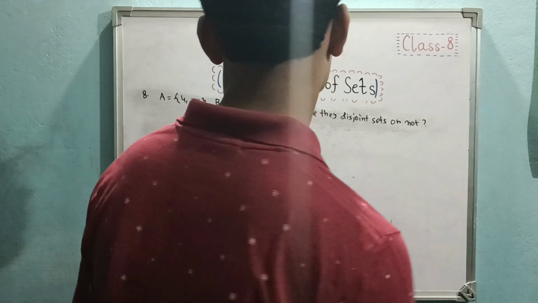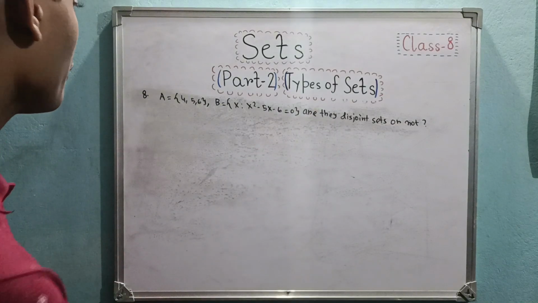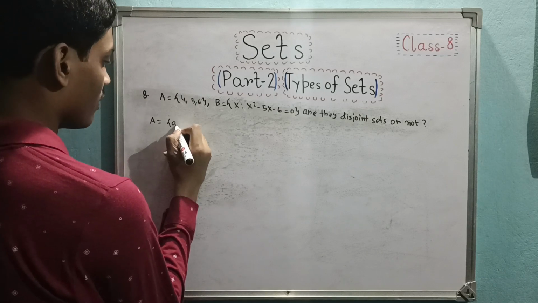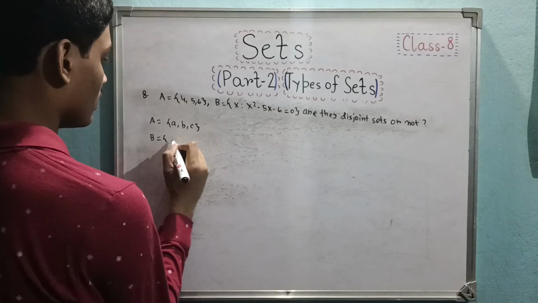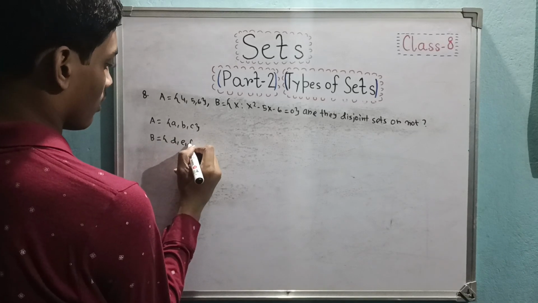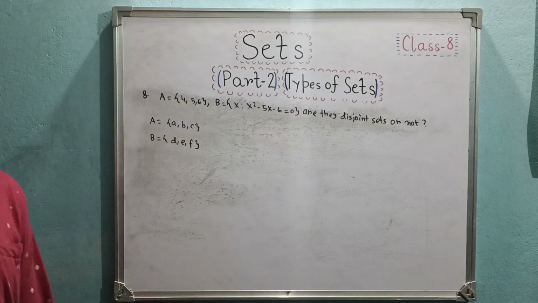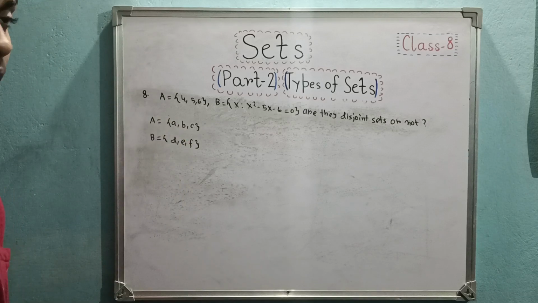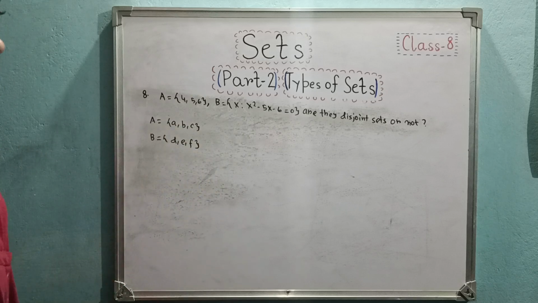Let's understand. Now a new term is disjoint. So suppose I have two sets. Let me write it like this for you. A equal to ABC and B equal to DEF. The condition is that no element of A should be equal to any element of B, and no element of B should be equal to an element of A. Okay, means all the elements of both the sets should be different.